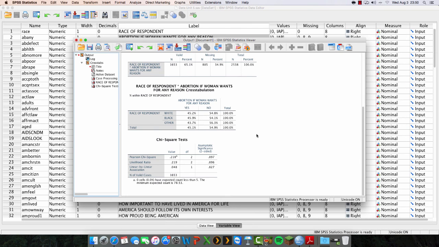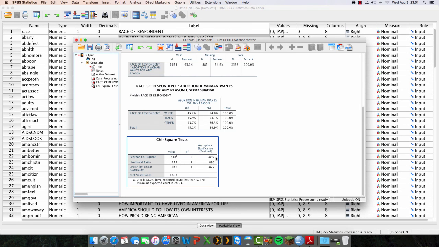But how can we tell for sure? Pretty simple. We look down here for the two-sided significance of the Pearson chi-square, right here in this first row of results on the table, and this is 0.897, way above that critical value of 0.05. So this result essentially fails to reject the null hypothesis because there really isn't that much of a difference between the observed and the expected values.